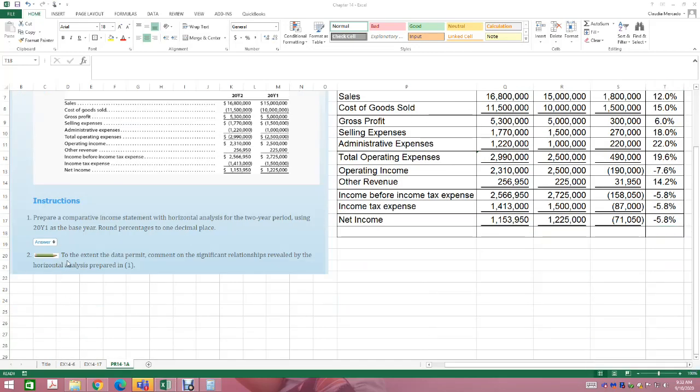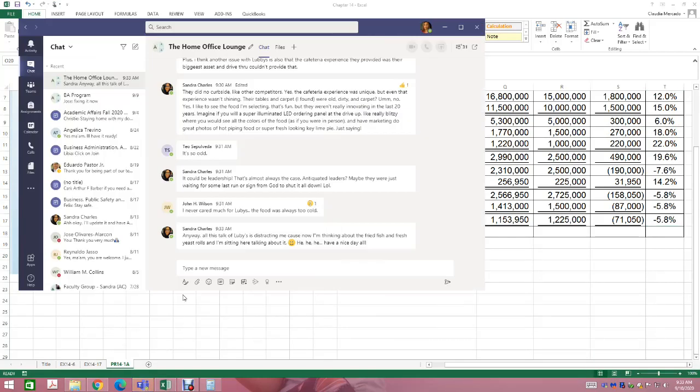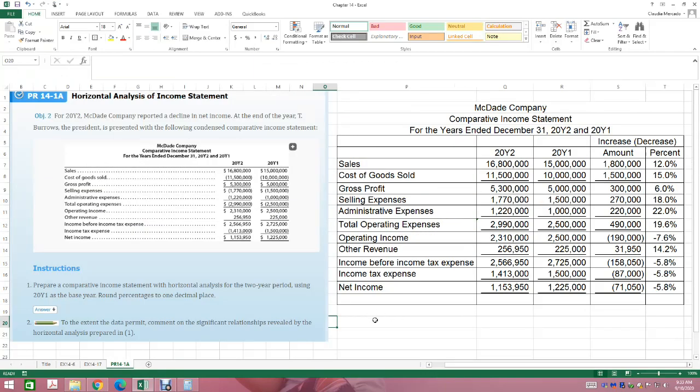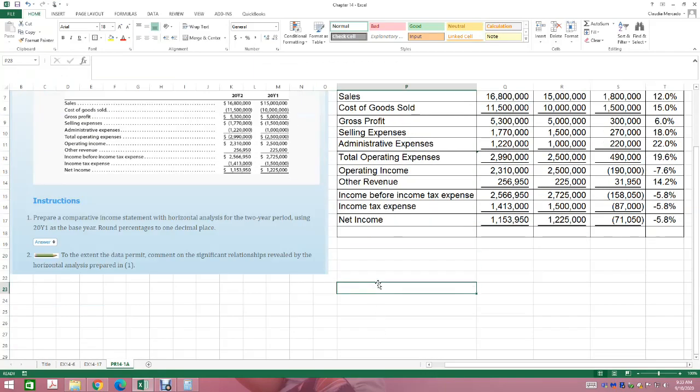My second requirement is, to the extent the data permits, comment on the significant relationships revealed by the horizontal analysis. I don't know if I can turn this off. Let me see. There we go. My faculty is having some conversations there, my team members.